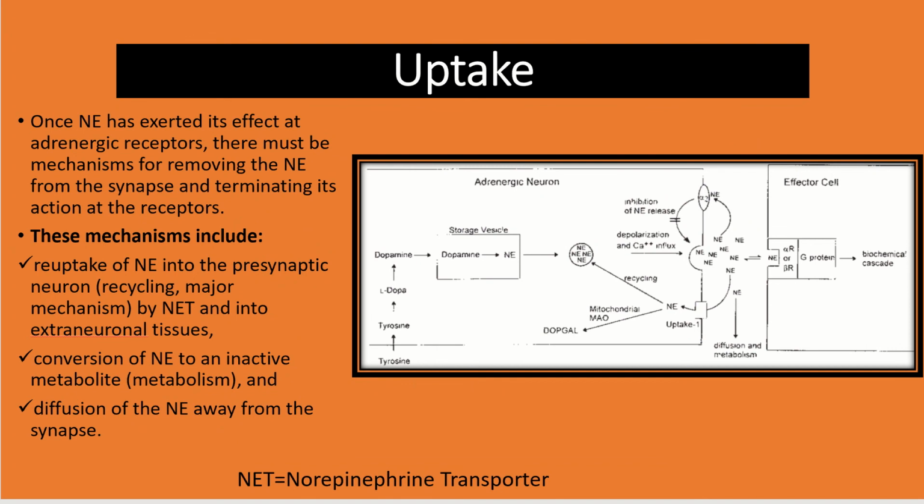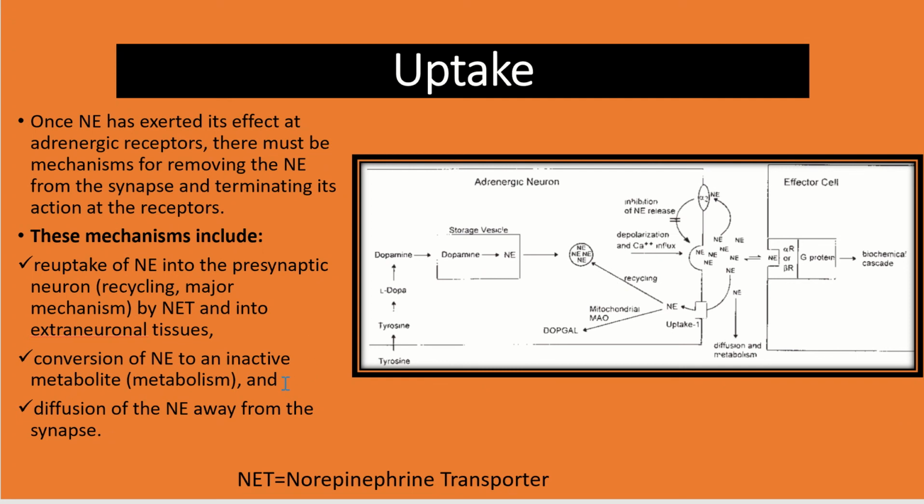All right, then you have uptake. So once the norepinephrine has exerted its effects on the adrenergic receptors, there must be a mechanism in place to remove it from the synapse and terminate its action at the receptors, or it will continue to have that effect. So these are the three mechanisms that are involved in removing it once it has had its effect. The first one is reuptake of the norepinephrine into the presynaptic neuron. In other words, it's recycling, which is a major mechanism. So it goes back and eventually into some storage vesicle. So that is one major mechanism, the reuptake of norepinephrine.